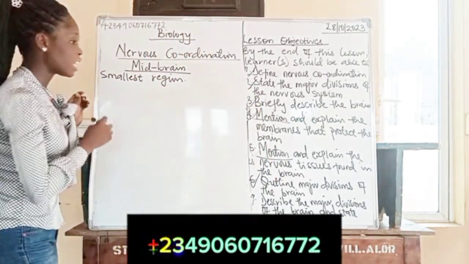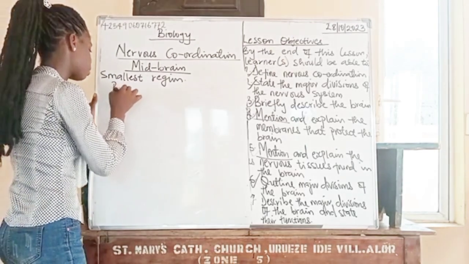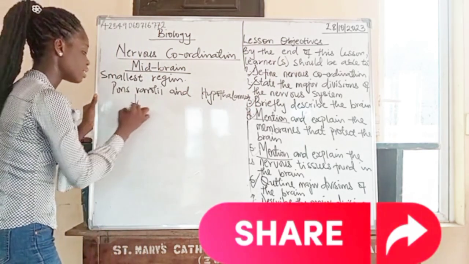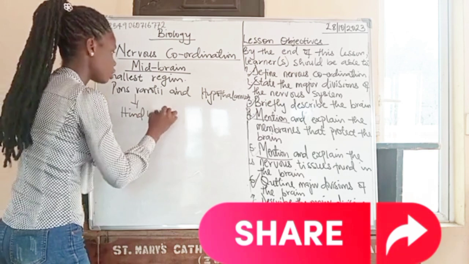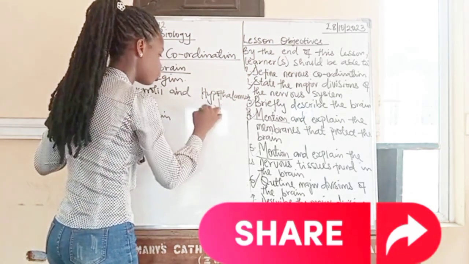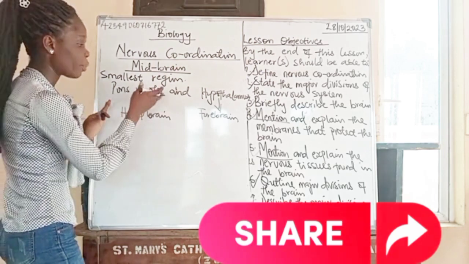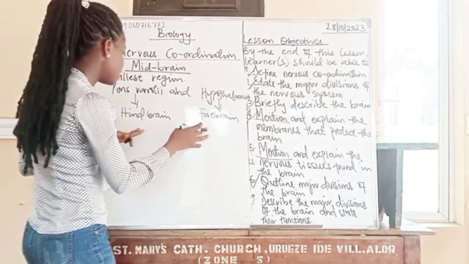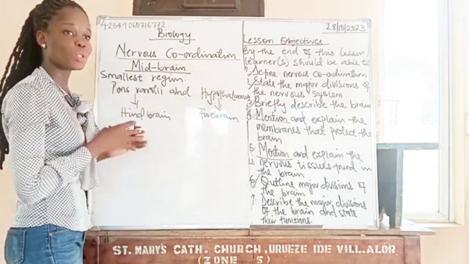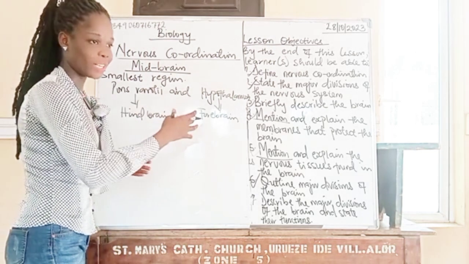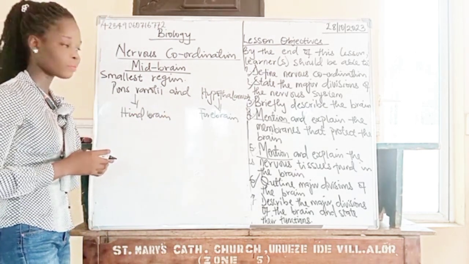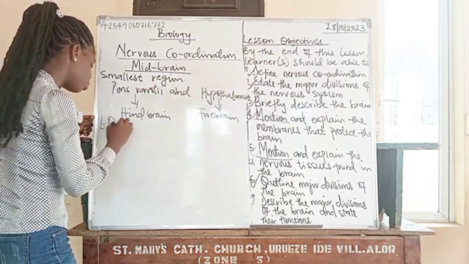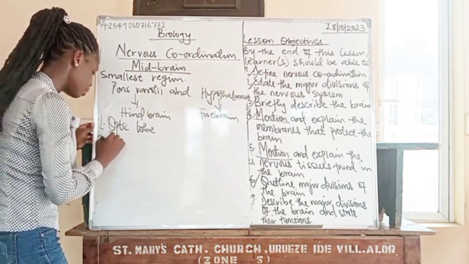The midbrain is located between the pons varolii and hypothalamus. The pons varolii is a part of the hindbrain, whereas the hypothalamus is a part of the forebrain. If the midbrain is located between them, it means that the midbrain is situated between the forebrain and the hindbrain, where it provides connection. The midbrain is made up of the optic lobe, pituitary gland, and pineal body.